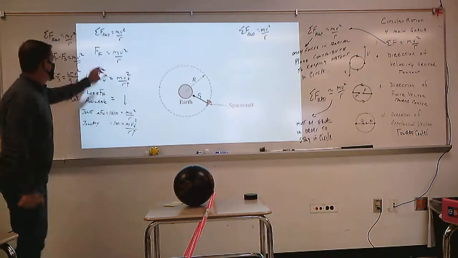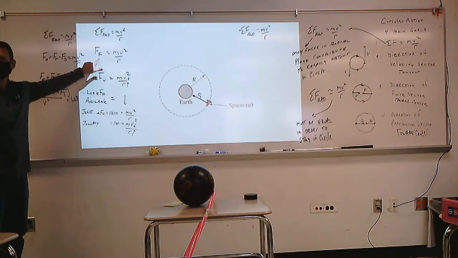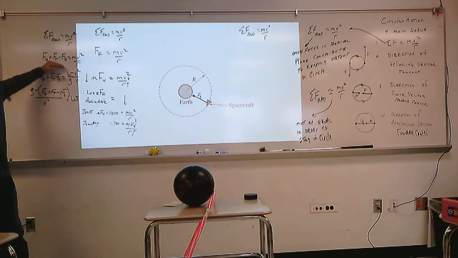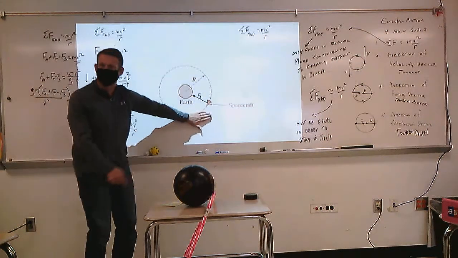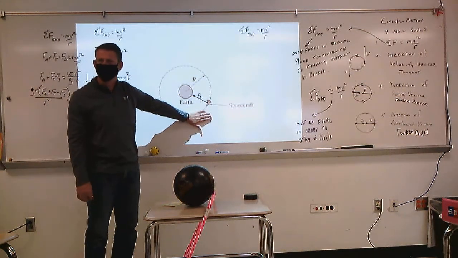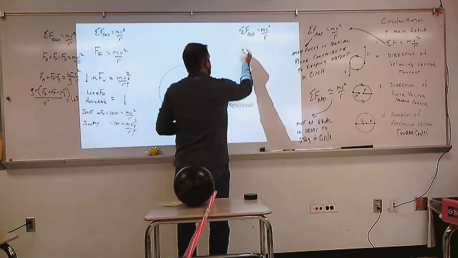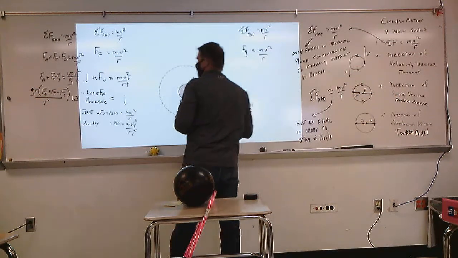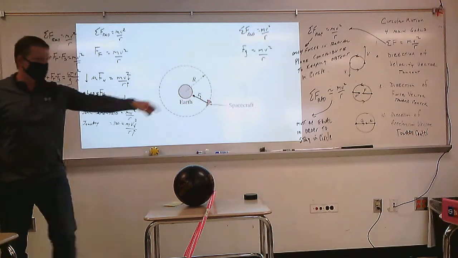In the case of the car, friction provided that radial force. In the case of this bowling ball, the combination of Anna, Trent, and Sarah provided the centripetal force. In the case of this, what provides the centripetal force? Gravity. F of g equals mv squared over r. Oh yeah, I put it up here for you.